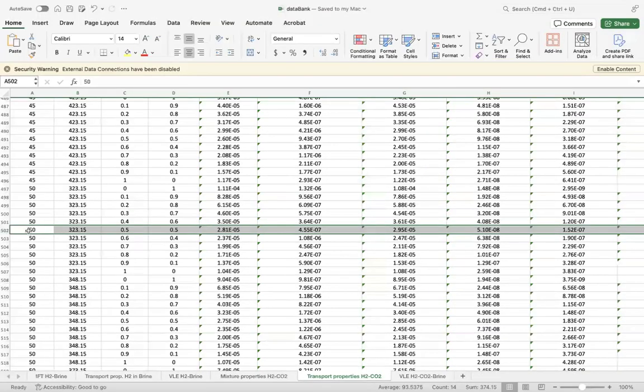To show you the data point that we are trying to reproduce, I'm looking at the pressure of 50 megapascal, 323.15 Kelvin, and an equimolar mixture of carbon dioxide and hydrogen. Note that the properties can be found in the Excel sheet transport properties H2CO2.